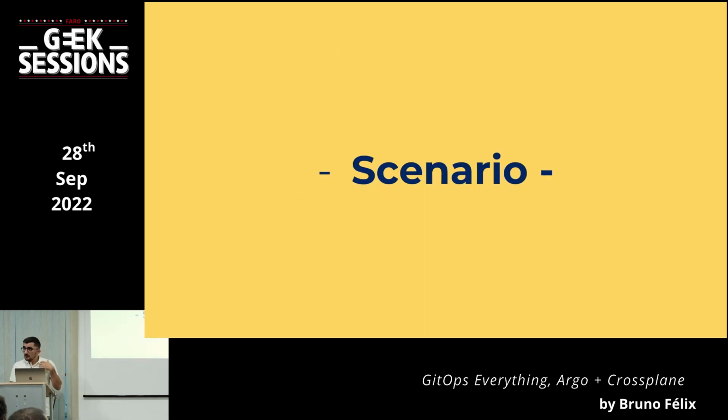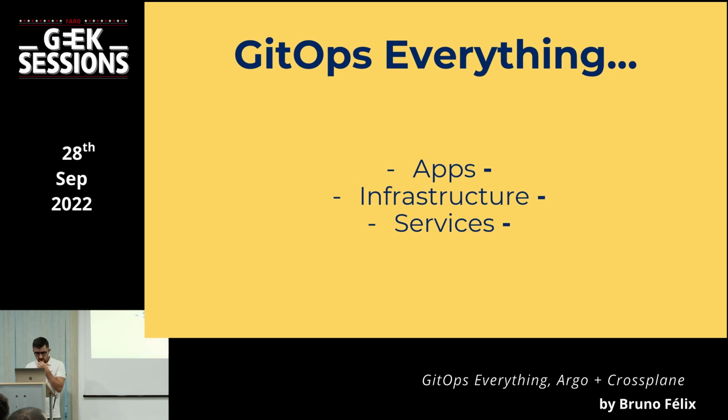So we have a scenario prepared to show us GitOps in action. In the scenario we'll deploy our applications, infrastructure, which will be a Kubernetes cluster, and services, which in our scenario will be database as a service. It will be a MySQL on the cloud API. For the scenario, it will be Google Cloud.